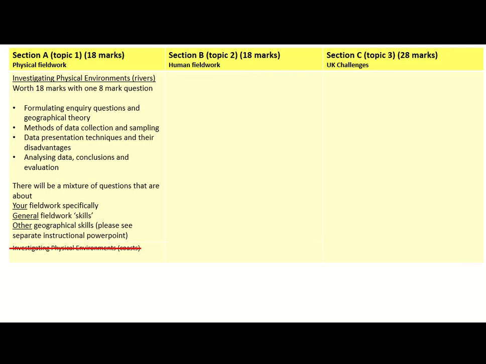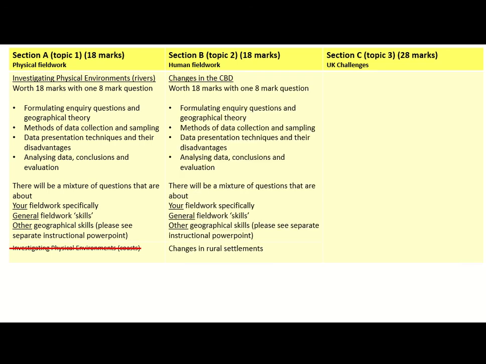So that's section A. Section B also has two options, and again, you don't do rural settlements. I've just crossed that off straight away. You will answer changes in the CBD as your human fieldwork. So again, worth 18 with an 8-mark question in there. Same sections as the rivers and physical environment section.